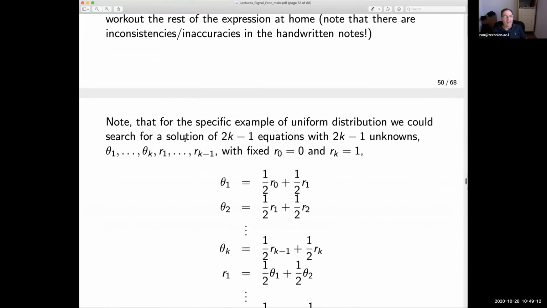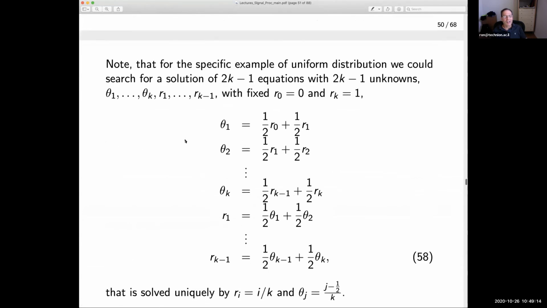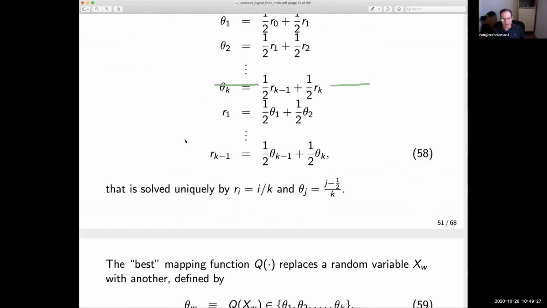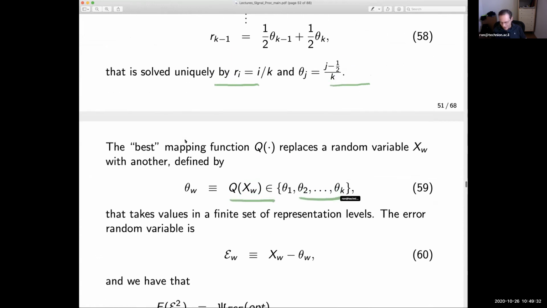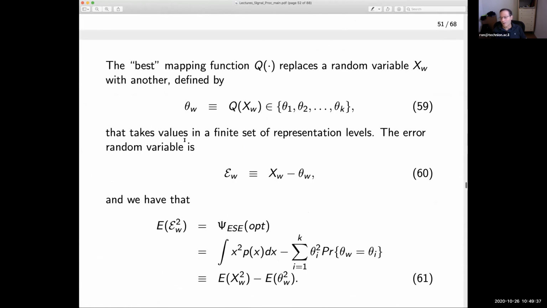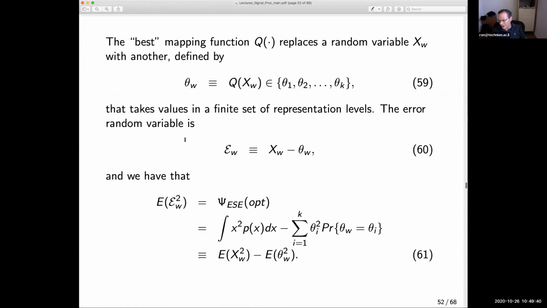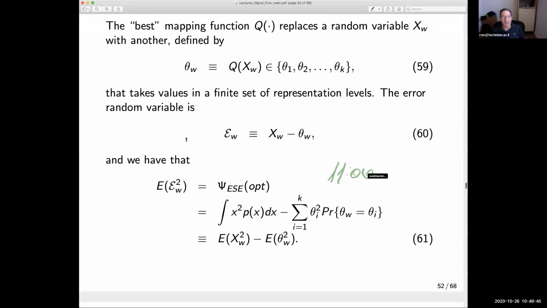So in this specific example of a uniform distribution, you can search for the solution of my 2k minus 1 equations and 2k minus 1 unknowns, and you can solve it explicitly. And in the end of the day, what you'd get is that the Ri's are equal to that and the thetas are equal to that. I'm running over time, so let me stop here. Let's take a 20 minute break and meet again at 11 o'clock.